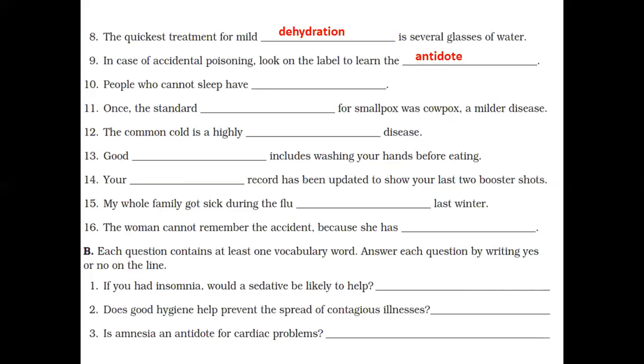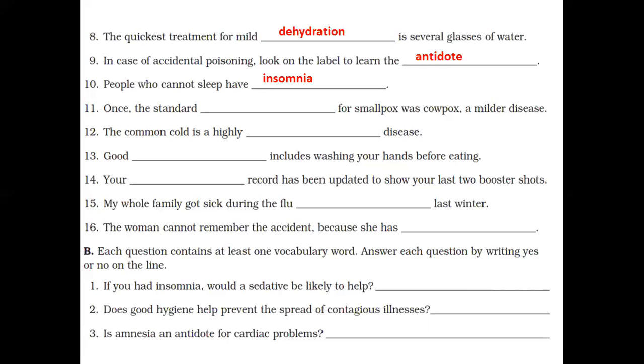Next is people who cannot sleep have a condition called, what is this condition called? Sleeplessness. Yes, but we read a word for it. Sleeplessness was the meaning. It was insomnia. Okay, so sleeplessness, your answer is correct, Tala, but the term that we use for it is insomnia.